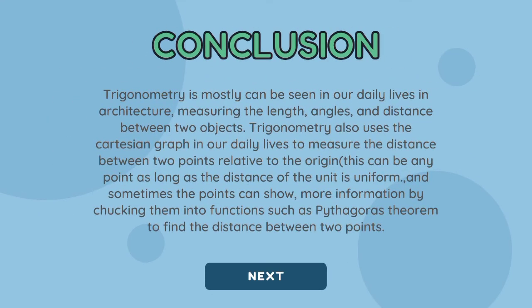So, the conclusion to our topic today, trigonometry mostly can be seen in our daily life in architecture, measuring the length, angles, and distance between two objects. Trigonometry also uses the Cartesian graph in our daily life to measure the distance between 2 points relative to the origin. This can be any points as long as the distance of the unit is uniform, and sometimes the points can show more information by putting them into functions such as Pythagoras theorem to find the distance between 2 points.